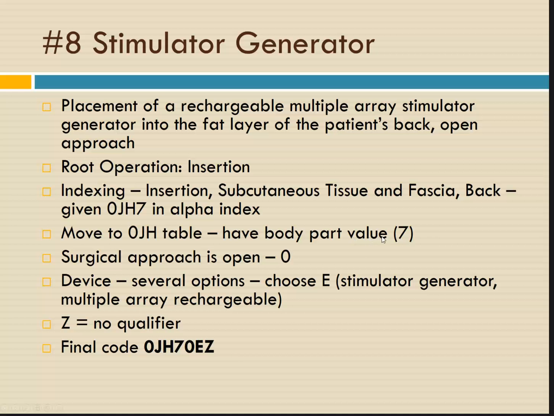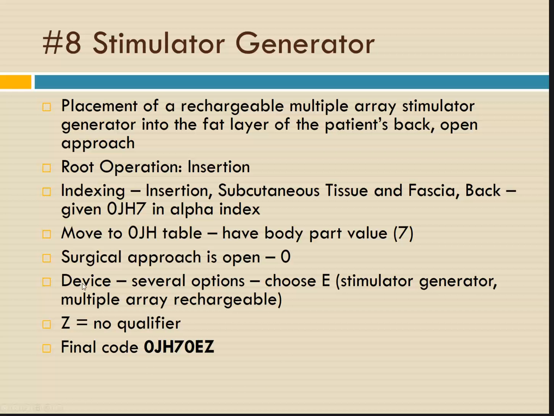Again, you verify your body part. You want to make sure there's no better option based on your clinical documentation. There is not in this case, so 7 is going to be our body part value. Our clinical information tells us the surgical approach was open. The next is device. Was a device left in this patient or addressed? Yes. That's the whole point. This patient is having this device put into their body.